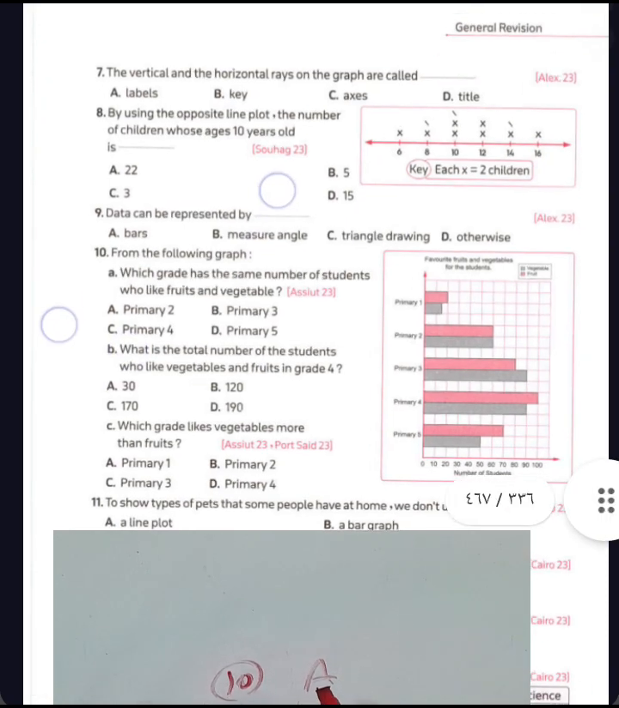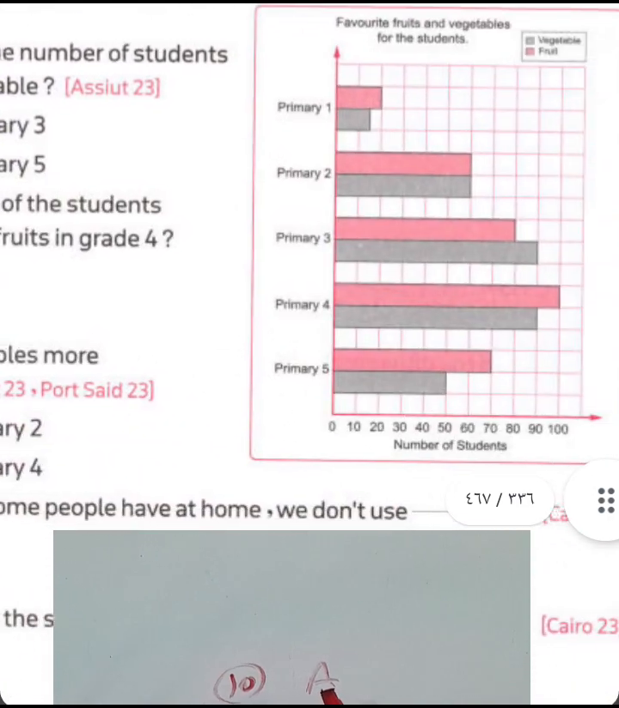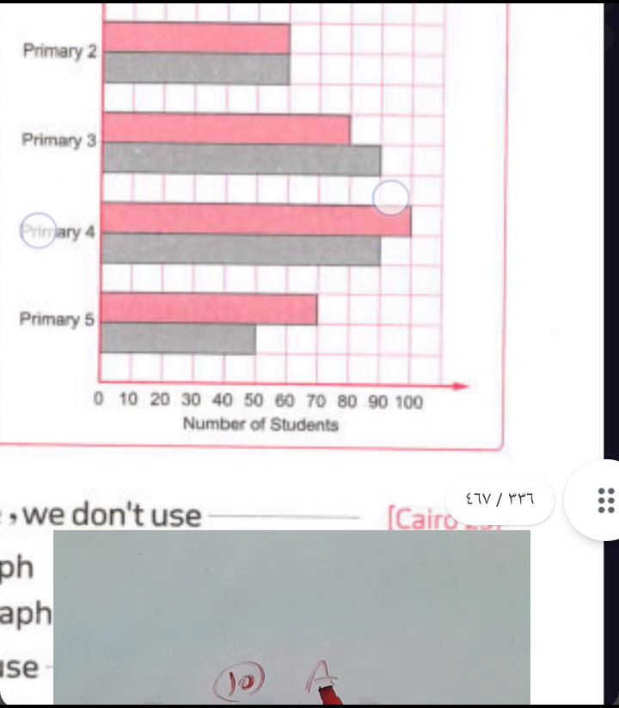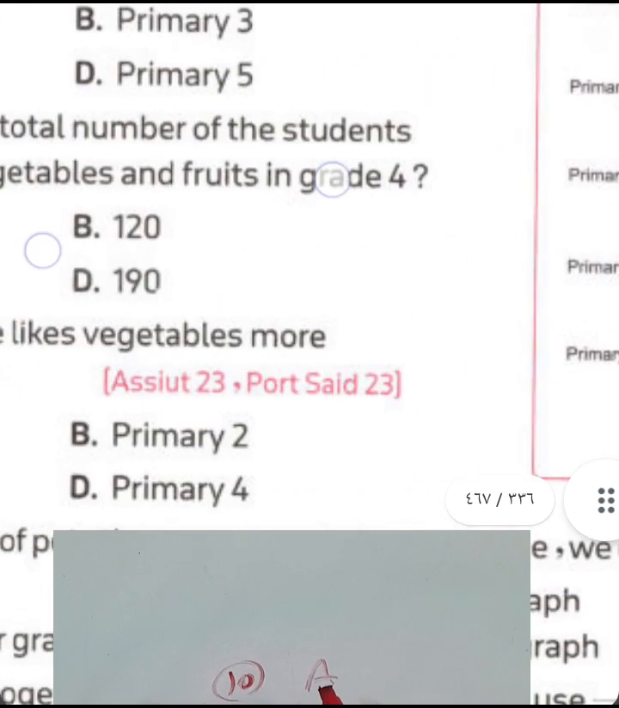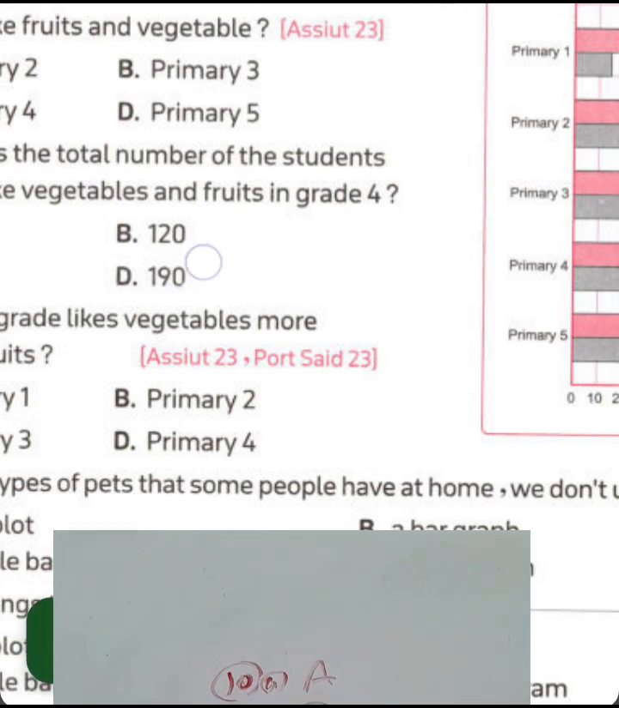Question letter B. What is the total number of students who like vegetables and fruits in grade 4? Grade 4, we can add them. The first here, 100 plus 90, 190. Choose letter D, 190.